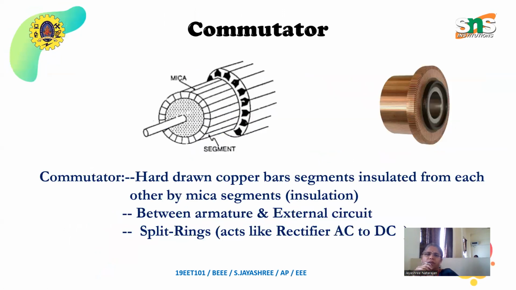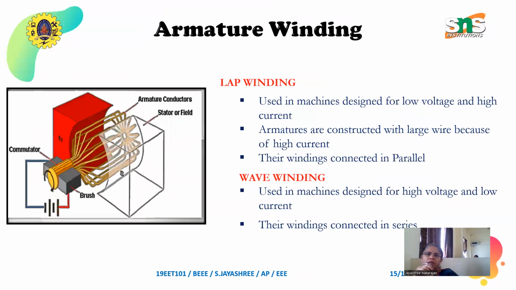There are two types of armature winding. One is lap winding. The second one is wave winding. For lap winding, you can understand from the name itself. Think of a race, how the laps are present: first lap, second lap, third lap, fourth lap. The winding is wound like a lap, one above another.